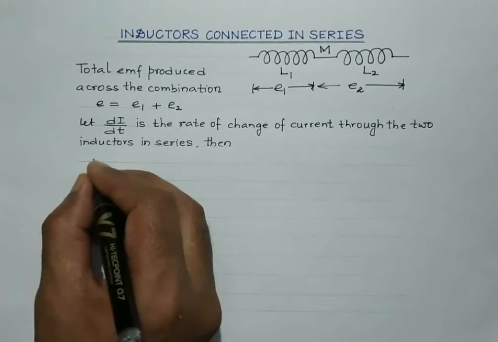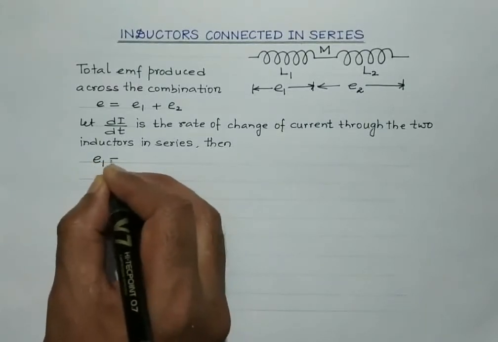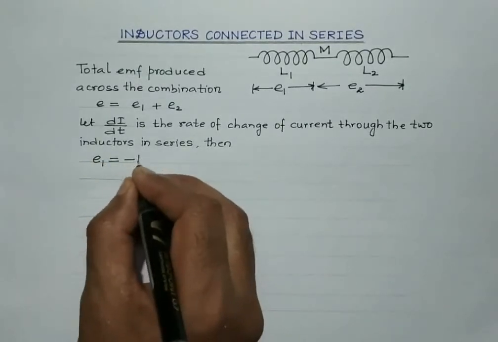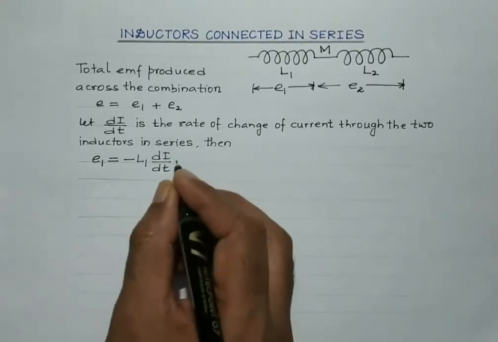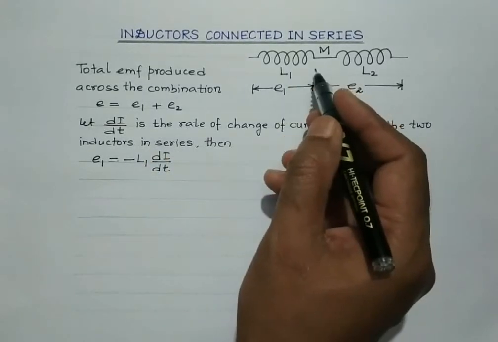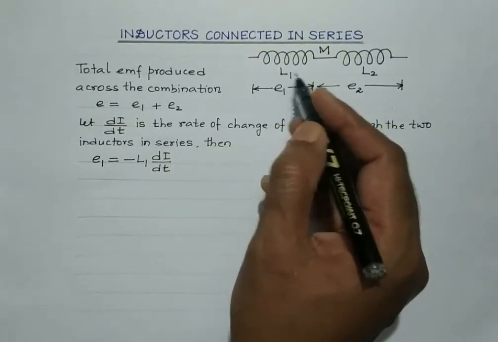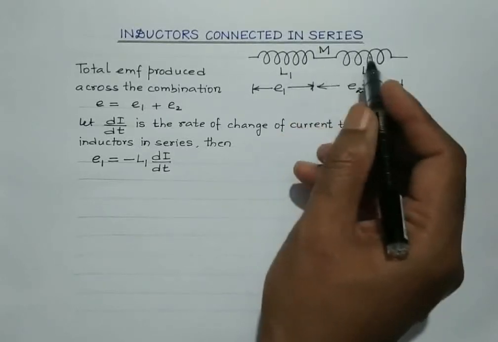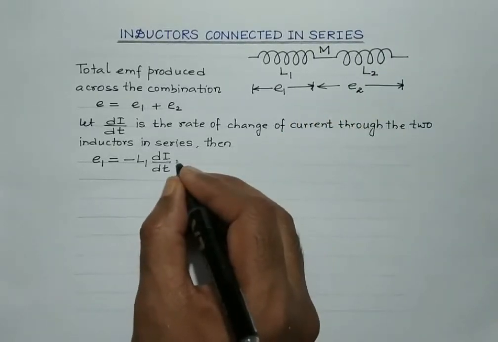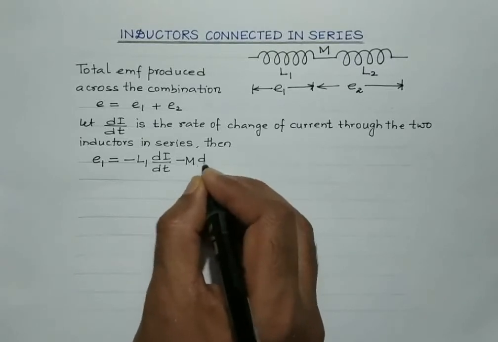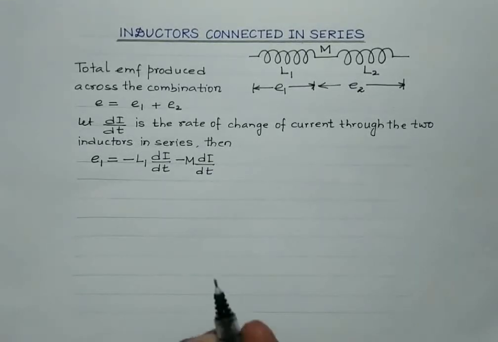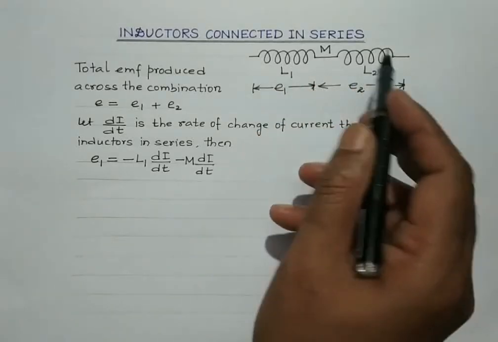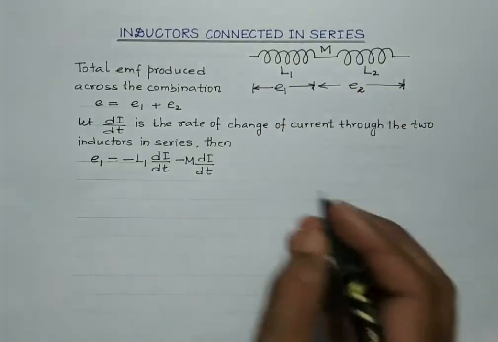Therefore, the EMF induced across the first coil due to the self-inductance is minus L1 di by dt. This we are already aware of. This is the EMF induced across coil 1 due to the self-inductance, right? And due to the mutual inductance between these two coils, the EMF induced is minus M di by dt. As we are aware, this negative sign suggests that the EMF induced across the coil either due to the self-induction or due to the mutual induction, both are of opposing nature.